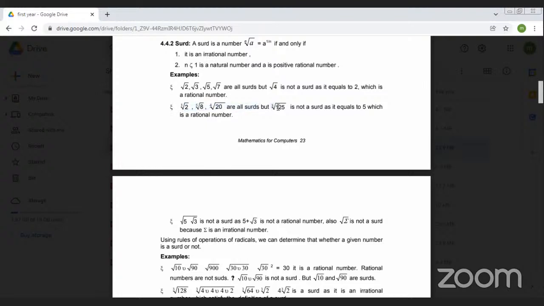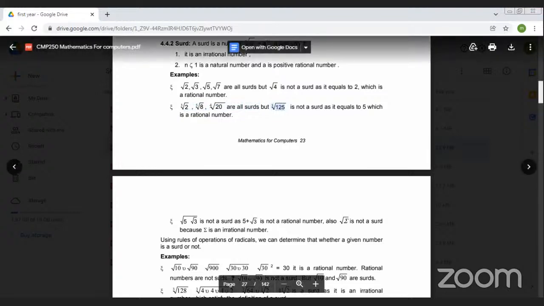So let's talk about this cube root of 125. Now 125, how do I get it? 5 into 5 into 5. So obviously the cube root of 125 will be 5, and it is what? A rational number. So this is not a surd.